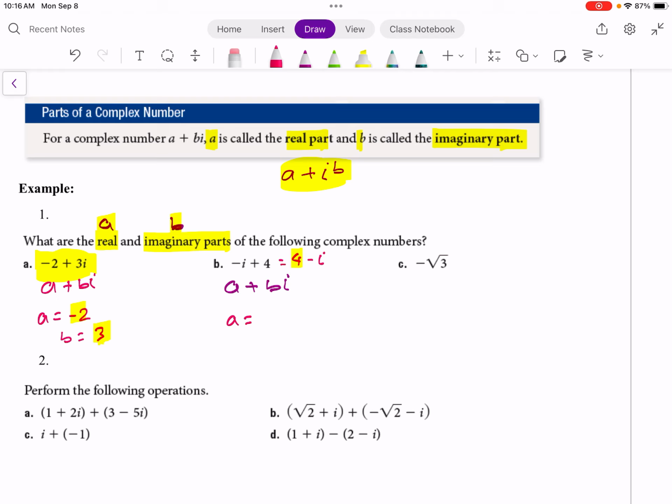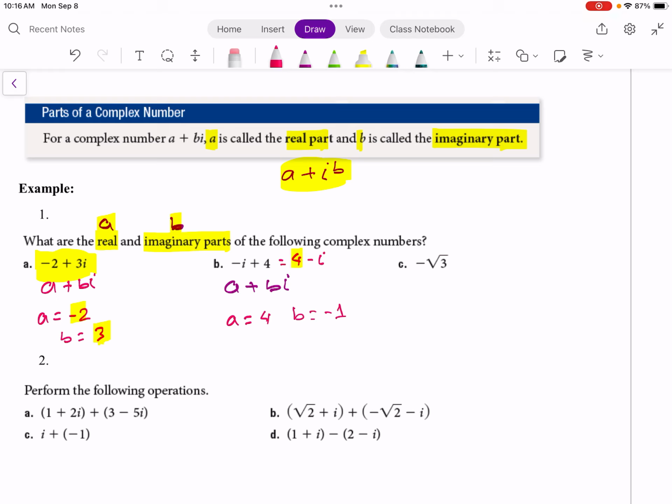So a is +4, which is the real part, and b is the coefficient of i. Now what number do you have in front of i? Is it positive or negative? -1. So our b, the imaginary part, is -1.